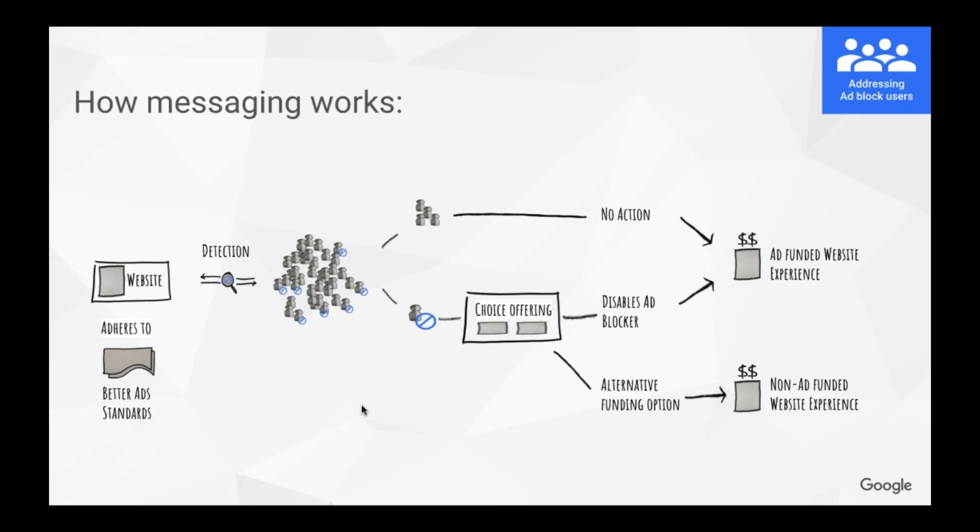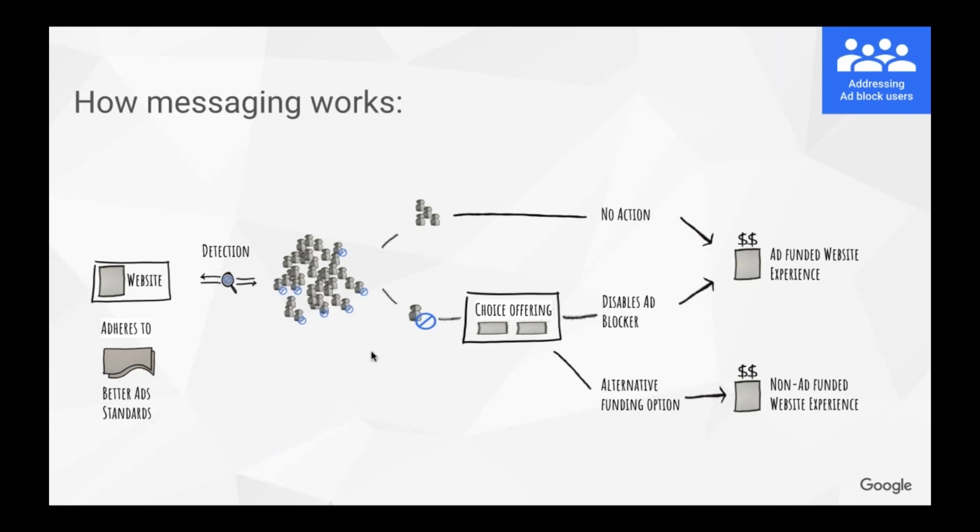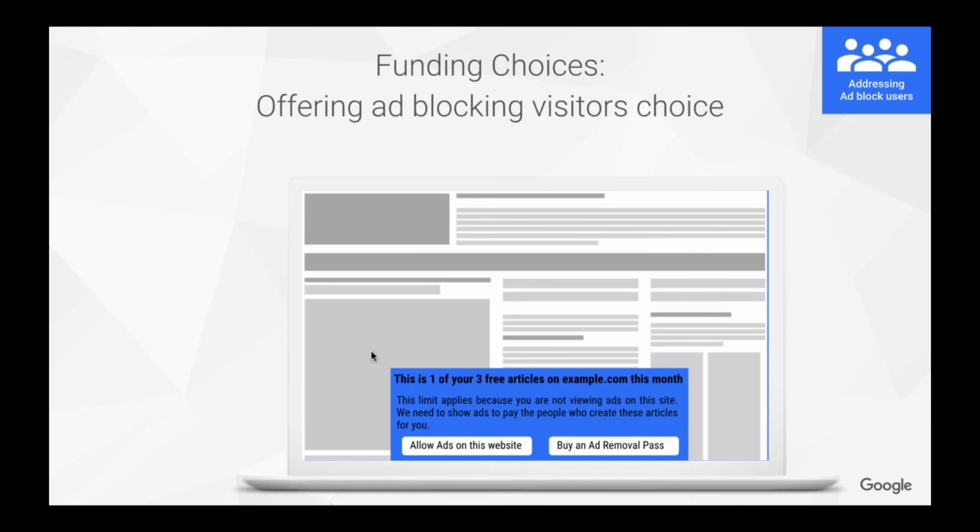So what does this sort of look like in terms of that messaging framework? We've made a messaging framework that's highly configurable by publishers. We don't think this is a one-size-fits-all kind of problem. We think this is something where publishers need to be able to experiment with and try different things. So what do I mean by that?